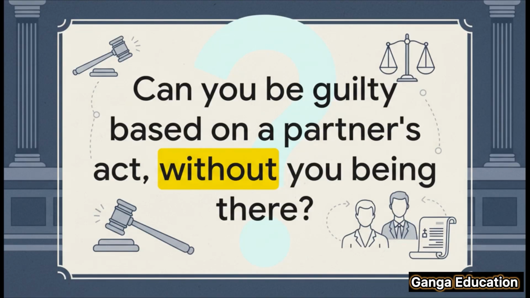So let's kick things off with a question that really gets to the heart of it all. Imagine this. Can you be found guilty of a crime because of something your partner did or something they said, even if you weren't there? You might not have even known about it. It sounds kind of crazy, right? But this is exactly the kind of situation the law of conspiracy was designed to handle.